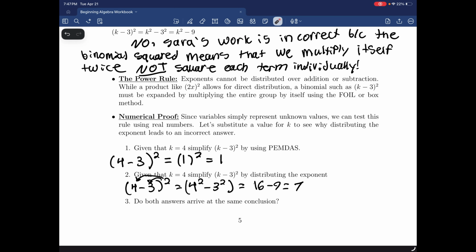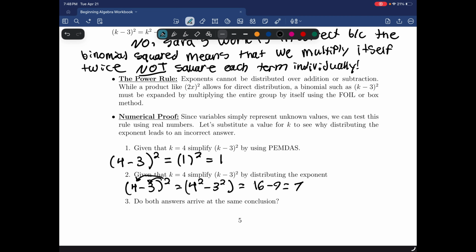Now notice, numerically, when we use PEMDAS, which we know is correct, right? That's our foundation. We know 100% that the PEMDAS method works. We got the answer 1. Now, when we tried this new hypothetical method, we got a different answer. We got 7. Because these answers don't match, and we know for sure PEMDAS works, this method here, distributing that exponent, is incorrect.